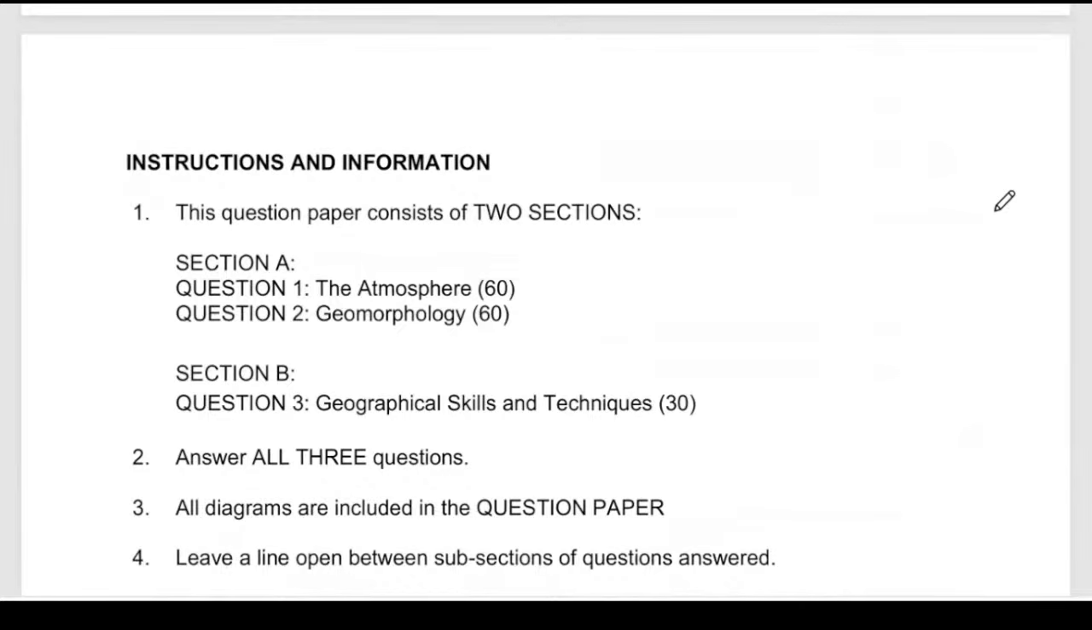As a guide to the questions, question number 1 is based on the atmosphere, which is 60 marks. Question number 2 is based on geomorphology, which is also 60 marks. That is our Section A theory. Then we have our section for geographical skills and techniques, which is question number 3 in Section B, with a total of 30 marks. That gives us a grand total of 150 marks.